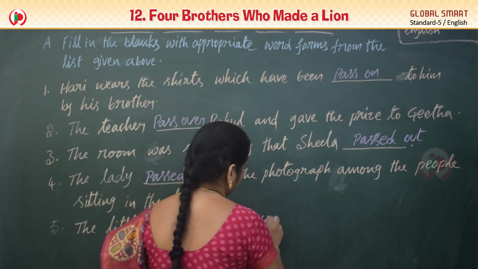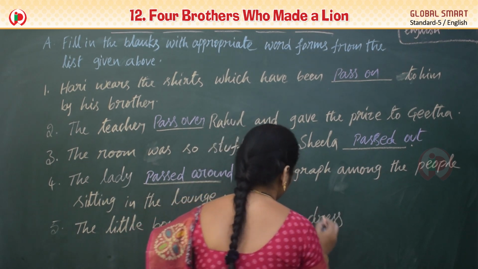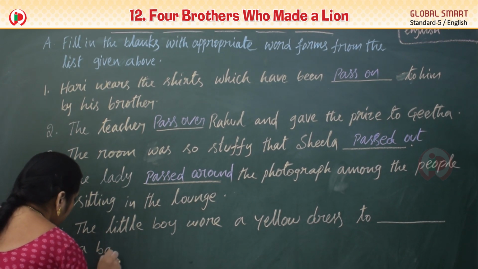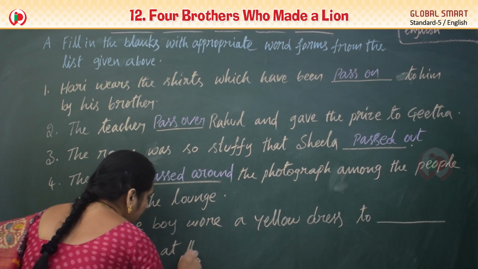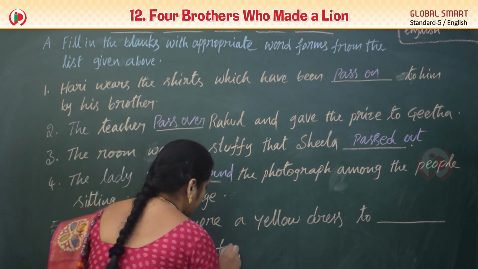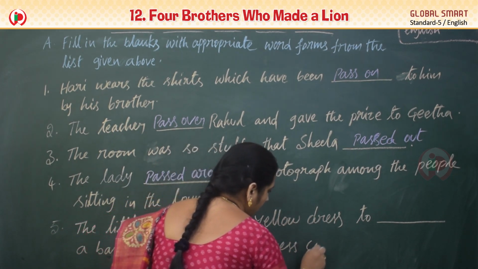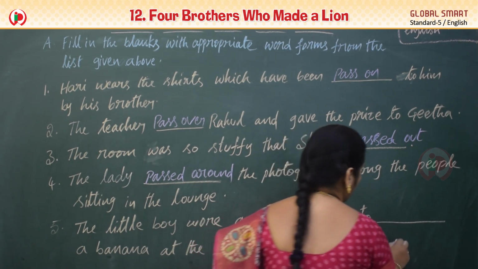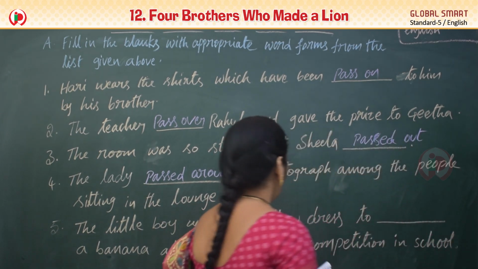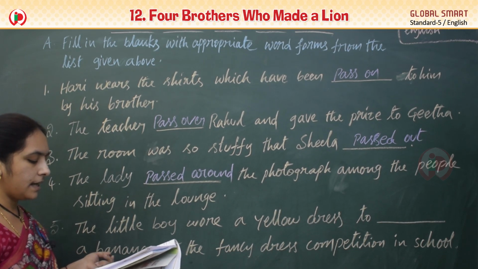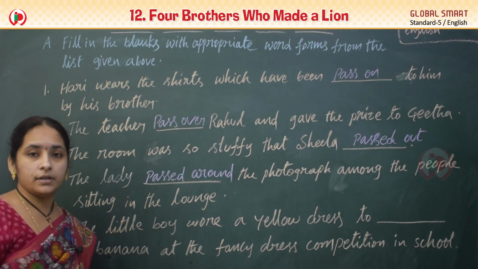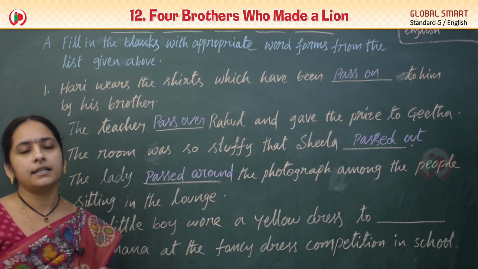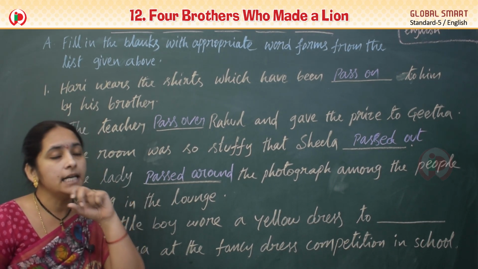The little boy wore a yellow dress to pass off as a banana at the fancy dress competition in school. So how has this person worn it? The little boy wore a yellow dress to express himself like a banana at the fancy dress competition. His dress, how it looks, is to show like the banana, right?